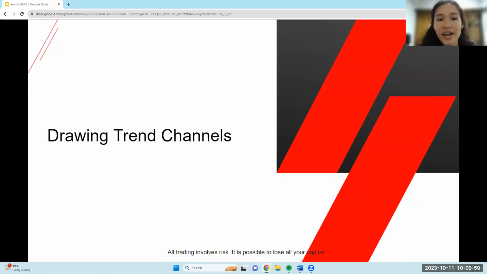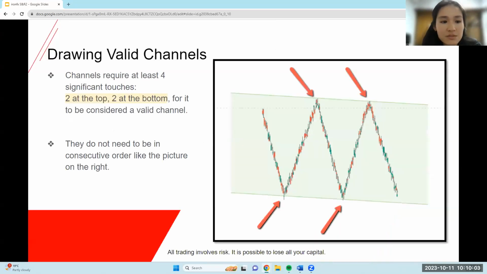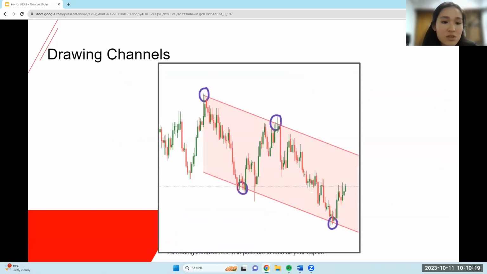Now we're going to look at drawing trend channels. For trend channels, they require at least four significant touches, so two at the top and two at the bottom, and they don't need to be in consecutive order. For example, over here this is consecutive, as in top, bottom, but it can also be top, top, bottom, or bottom, top, top.